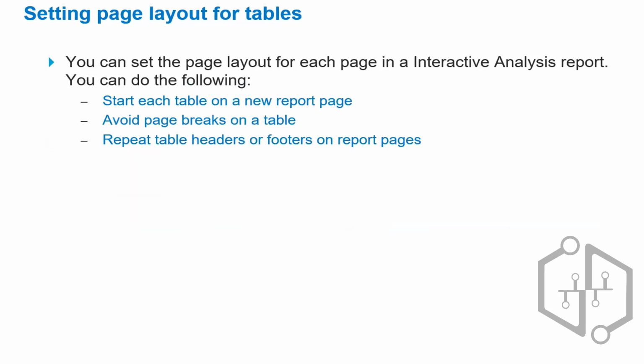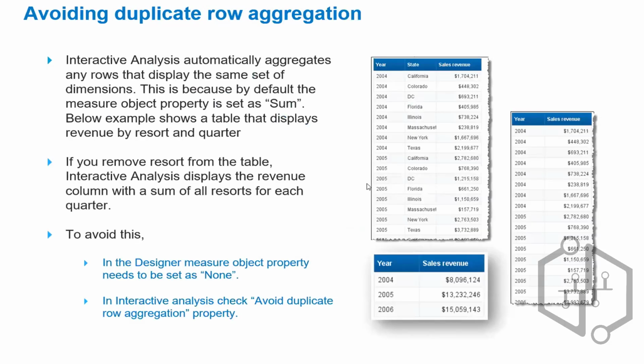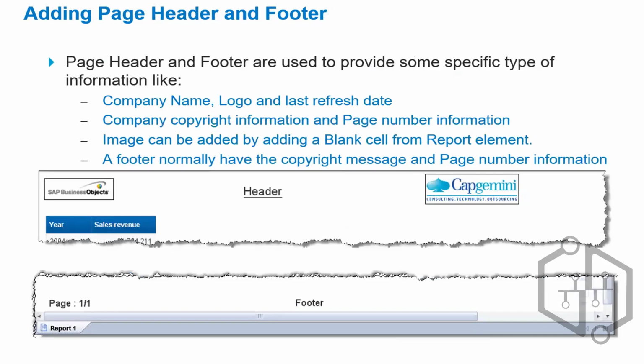Setting page layout for tables. As I told you, like repeat table headers or footers on report pages. If you click on that, it will repeat. Otherwise, we will not see the table headers. So those kinds of options are there. And also we can avoid duplicate row aggregation using the properties, which I will tell you about later.